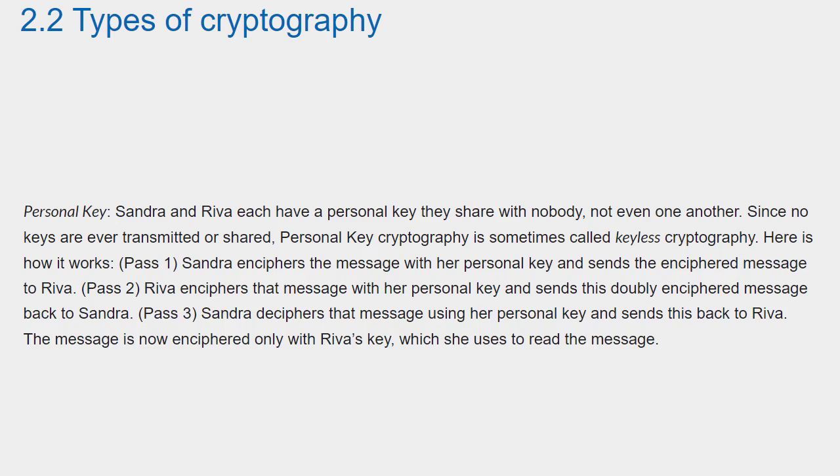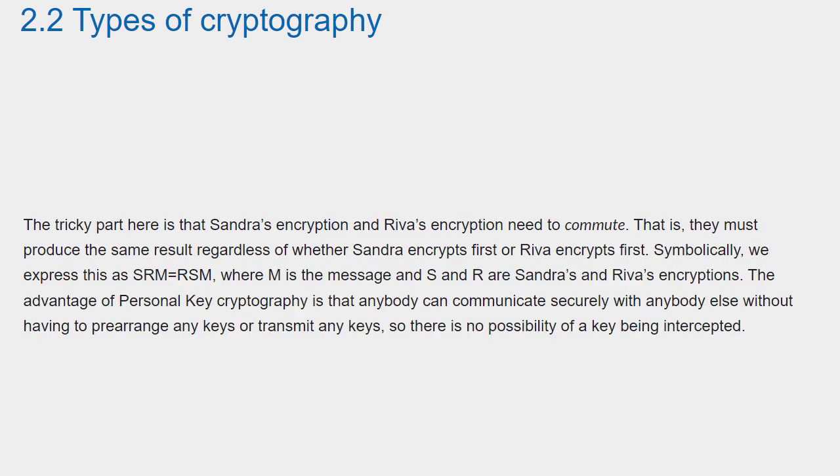Riva enciphers that message with her personal key and sends this doubly enciphered message back to Sandra. Pass 3. Sandra deciphers that message using her personal key and sends this back to Riva. This message is now enciphered only with Riva's key, which she uses to read the message.